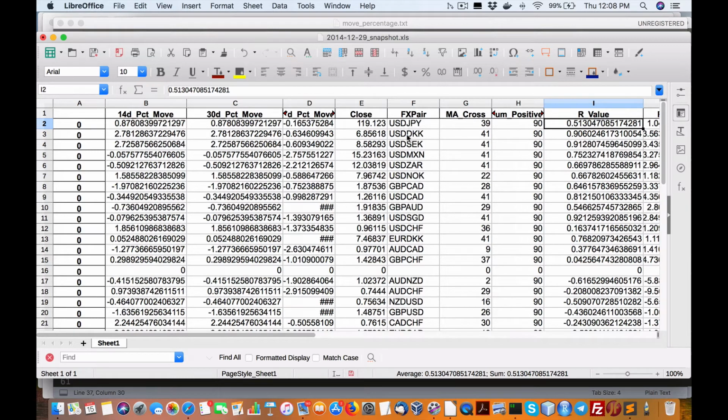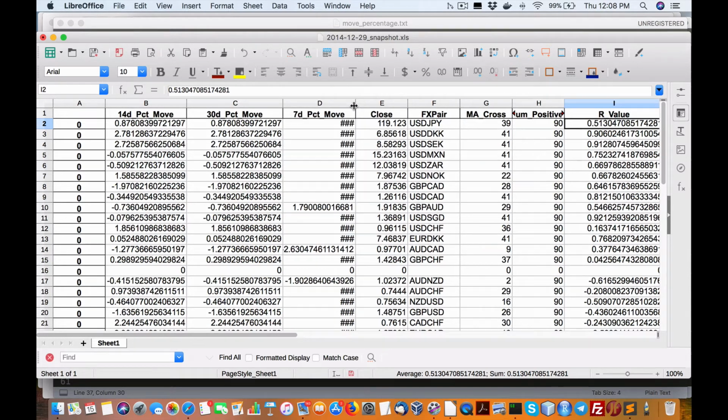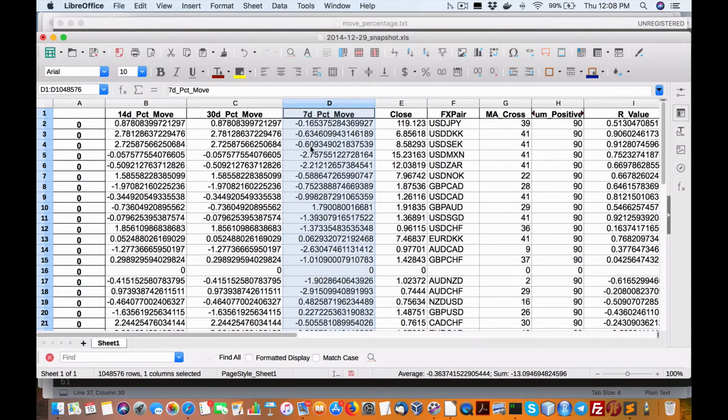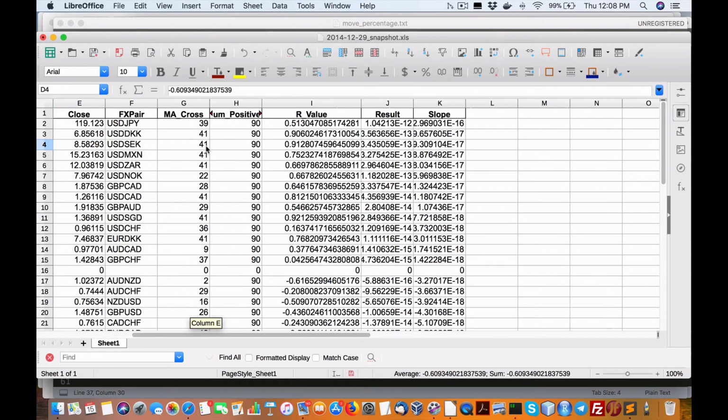FX pair, USD. The top three I just mentioned look like they are somewhat winners. Let me just adjust this. So for the 7-day, they were negative. But if you hung on for the next 14 days or 30 days, they would have moved a little bit: 0.87%, 2.78%, 2.72% over 14 days and 30 days. So here are the calculations. It seems to work okay.